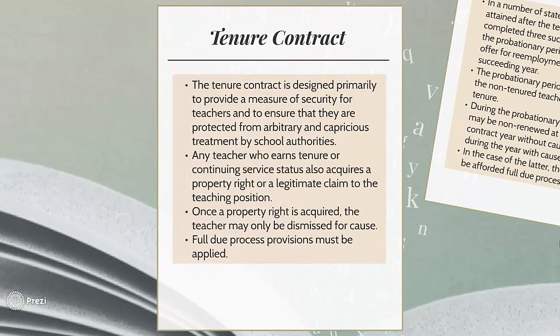The tenure contract is designed primarily to provide a measure of security for teachers and to ensure that they are protected from arbitrary and capricious treatment by school authorities. Any teacher who earns tenure or continuing service status also acquires a property right or a legitimate claim to the teaching position. Once a property right is acquired, the teacher may only be dismissed for cause. Full due process provisions must be applied.